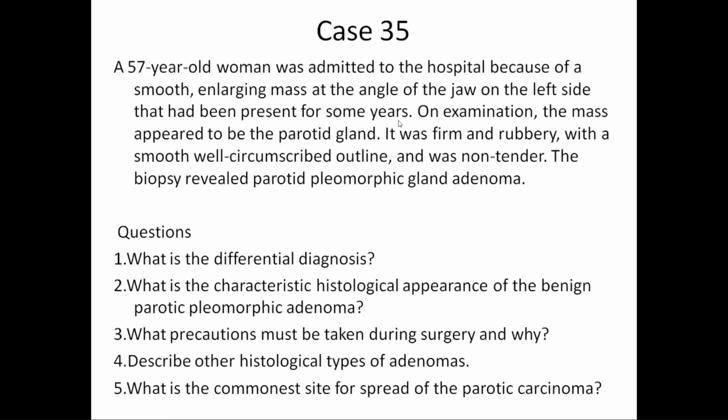Number 3, what precautions must be taken during surgery and why? Isolate the site from blood flow and lymph flow, and investigate the tumor. Number 4, describe other histological types of adenomas. Fibroadenoma, maybe papillary adenoma, cystadenoma, and tubular adenoma. And number 5, what is the common site for spread of the parotid carcinoma? Maybe regional lymph nodes too.